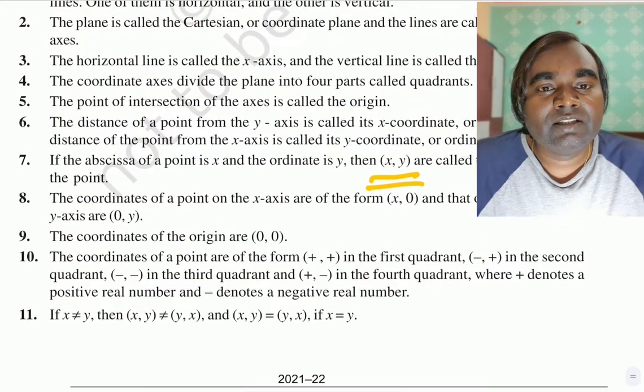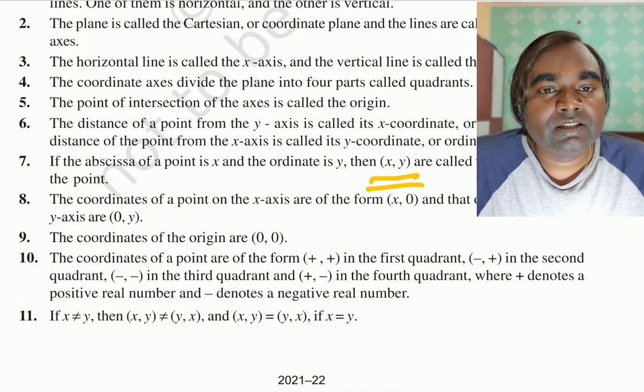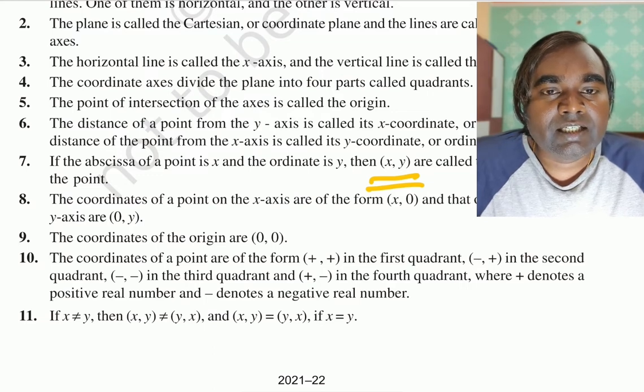So friends, these are the things which I wanted to discuss with you in the coordinate system, and we learned how to locate a point in the coordinate system and what the different components of the coordinate system are. I hope that you learned about the coordinate system and enjoyed this video lecture.